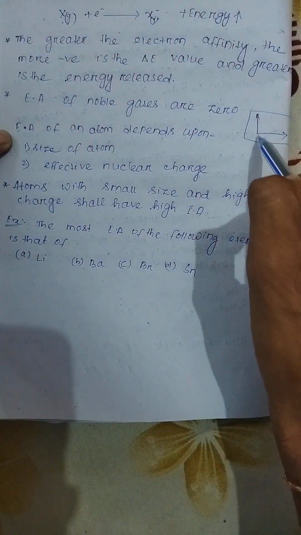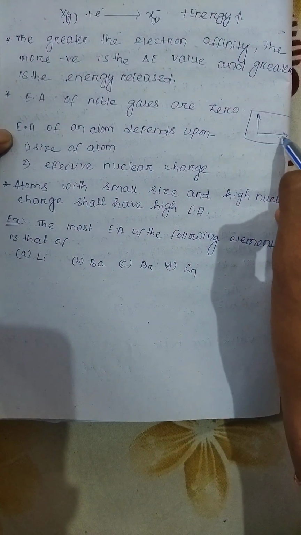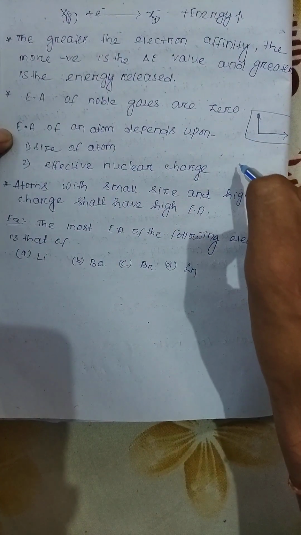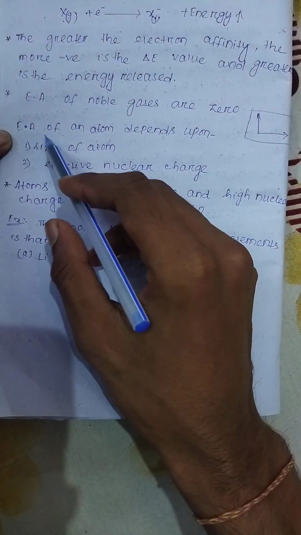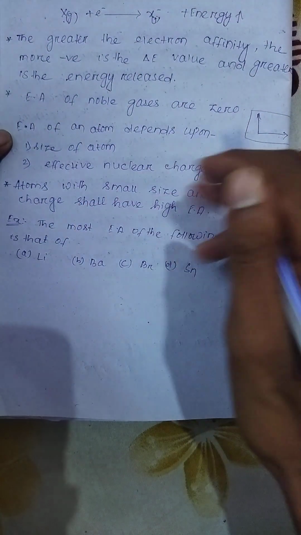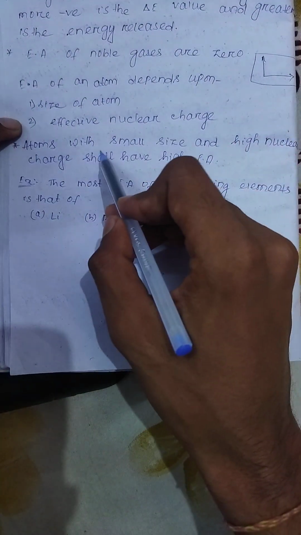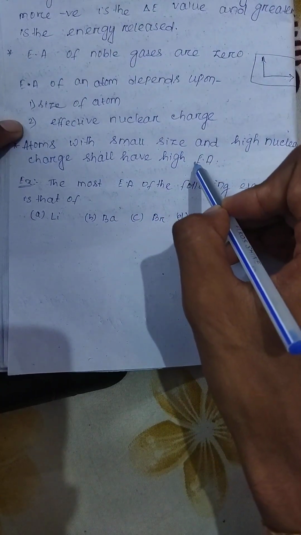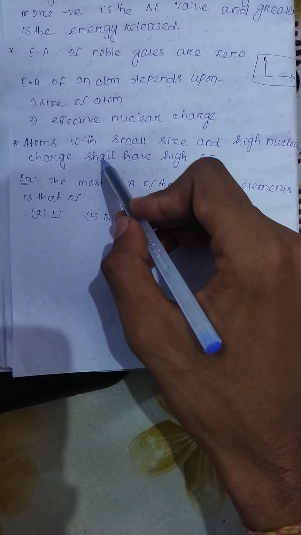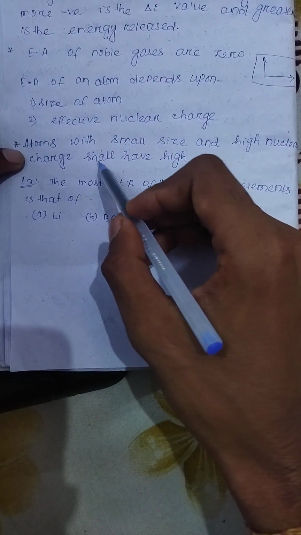This also obeys the same rule. When we go from left to right in the periodic table, electron affinity increases, and when we go from top to bottom, electron affinity decreases. Electron affinity depends on two factors: size of atom and effective nuclear charge. Atoms with small size and high nuclear charge have high electron affinity.